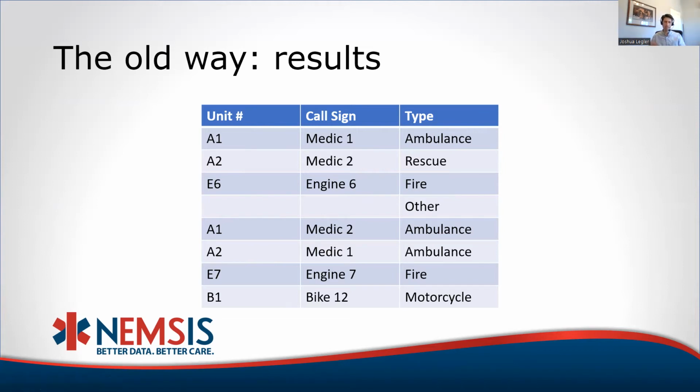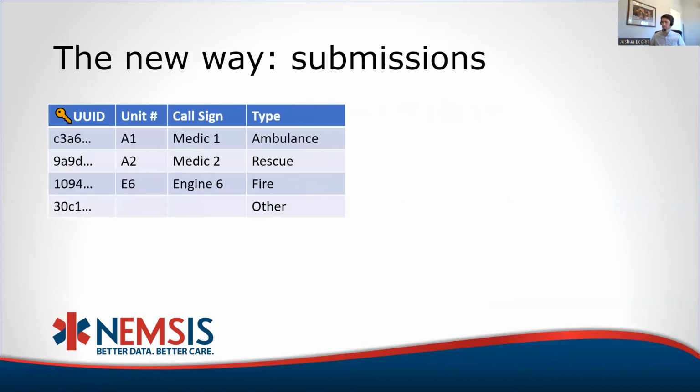It's got engine 6, it's got engine 7, it's got that other one that was mostly blank. It's got the motorcycle. They're all in there. This is not reflecting what is actually the current snapshot of the agency, right? The current snapshot of the agency is only these last 4 here, but the state system just doesn't know. Do I update A1? Do I update E6? Do I inactivate it? Do I add a new one? Just didn't really know how to handle it. Like I said, there were ways to handle it consistently. But it'll be a lot easier with the UUID, and here's how it's going to look.